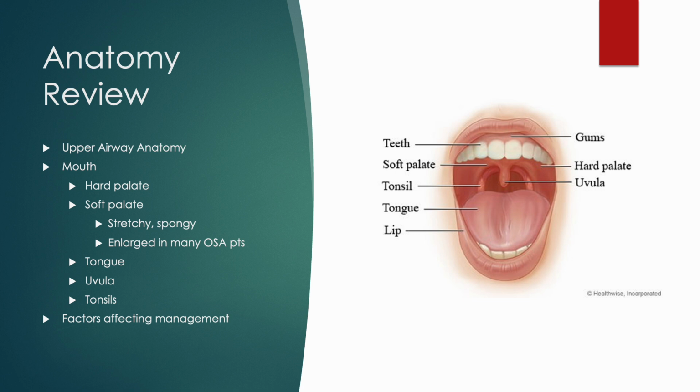So let's do a little bit of an anatomy review. When you think about the upper airway, we have the mouth, the pharynx, hard and soft palate, tongue, uvula, tonsils. These are crucial structures to know and to recognize. So whenever you perform a direct laryngoscopy and your CRNA says, what do you see? The tongue. That should be a given. You need to be able to identify your structures.